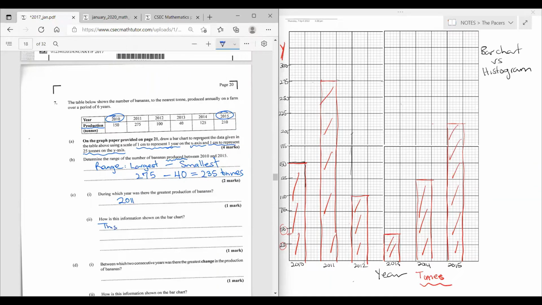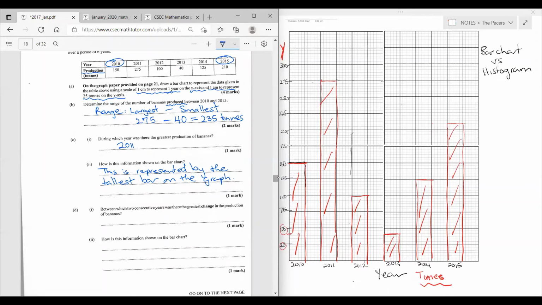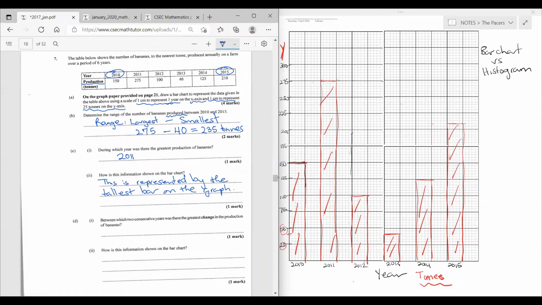This is represented by the tallest bar on the graph. Yeah, nice. Between which two consecutive years was there the greatest change in the production of bananas?